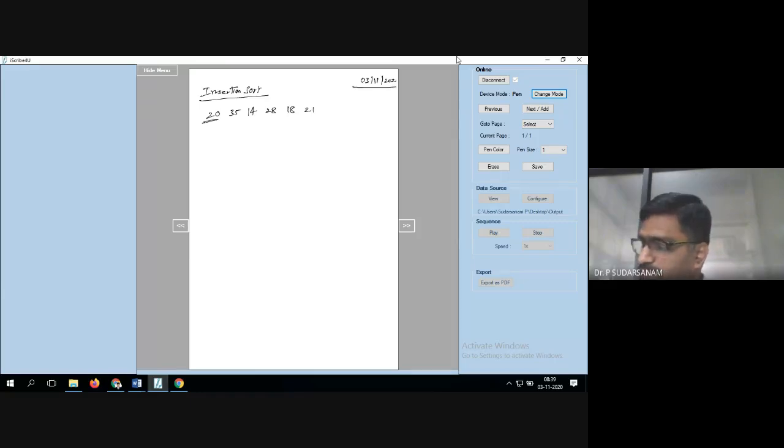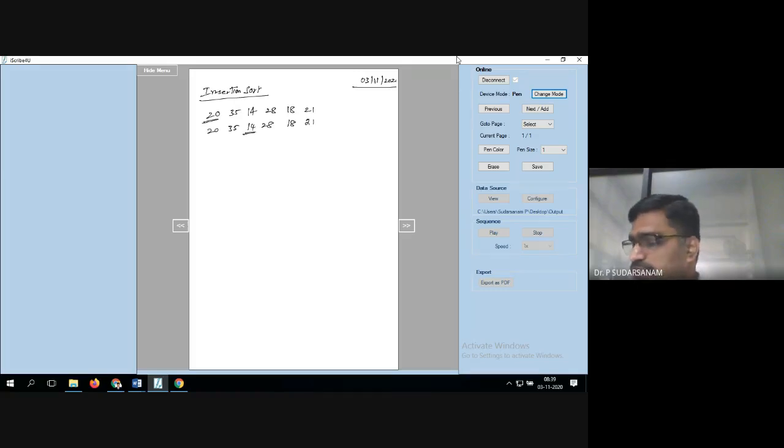So what will happen? 35 is there. So 35 will be compared with the previous element, 20, which is already sorted. 35 is greater than that element, so no need to do any operation. This stays as it is. Now 14, 28, 18 and 21. Now the second element is over.